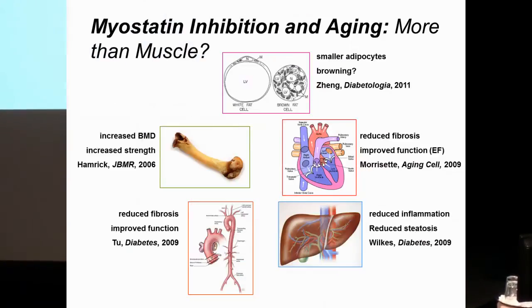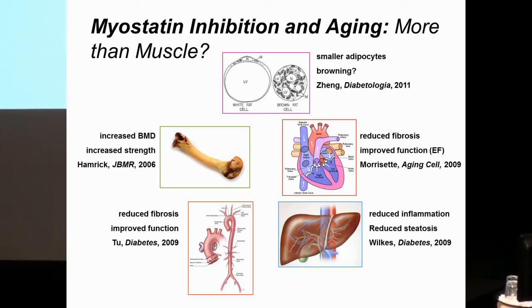I just want to take a couple of minutes to talk about directions that we're going in. This is not necessarily work of our group, but it shows that when we think about the complications and consequences of aging, myostatin inhibition is a very muscle-based approach. It's predominantly or almost exclusively expressed in skeletal muscle. There is a small amount expressed in fat, though it's hardly detectable.